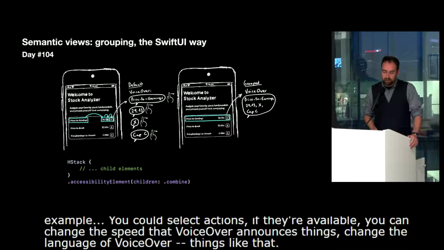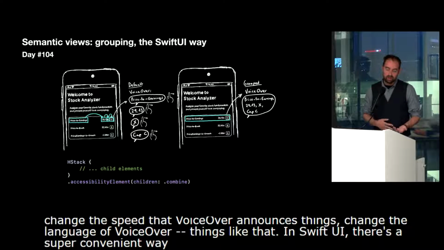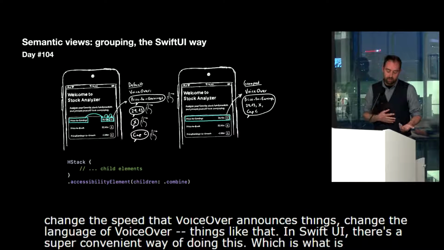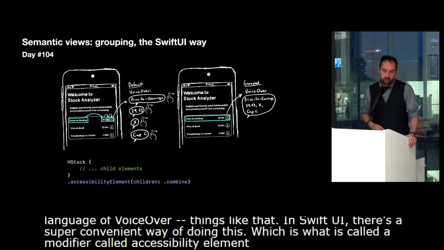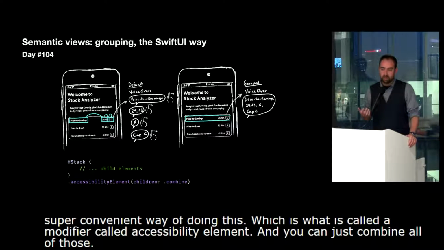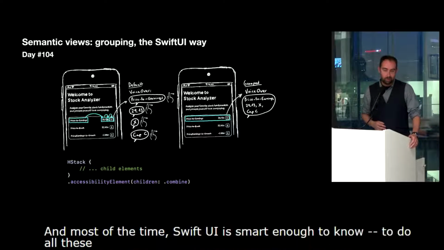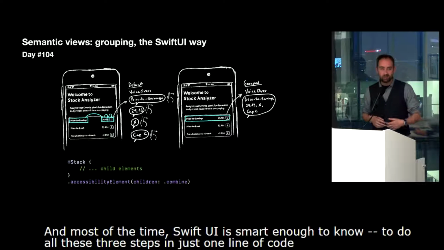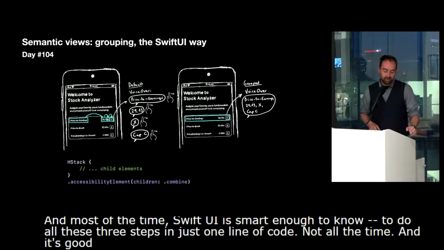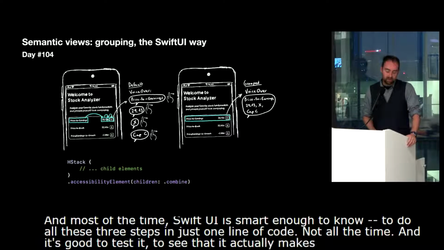In SwiftUI, there's a super convenient way of doing this, a modifier called accessibility element, and you can just combine all of those. Most of the time, SwiftUI is smart enough to do all these three steps in just one line of code. Not all the time, and it's good to test it to see that it actually makes sense, but I think it's a really nice improvement in SwiftUI.